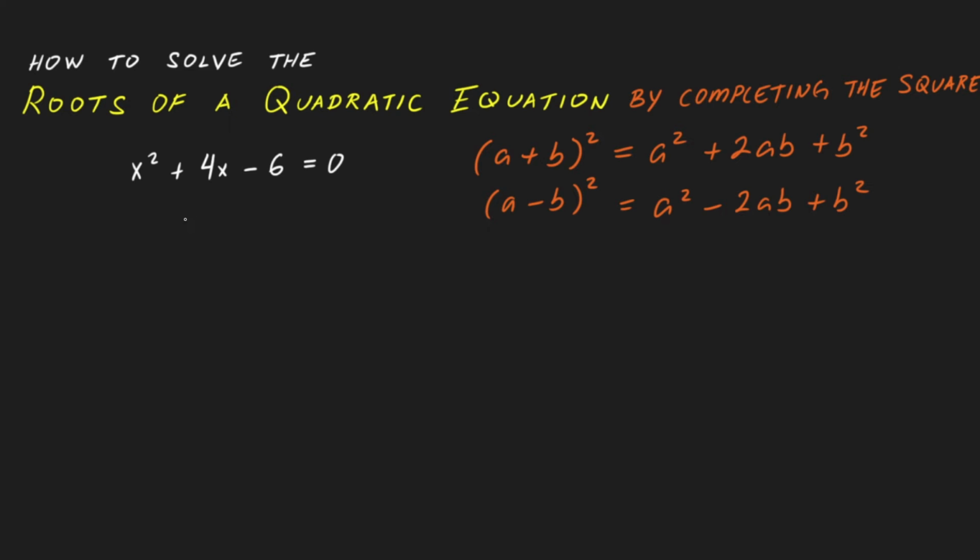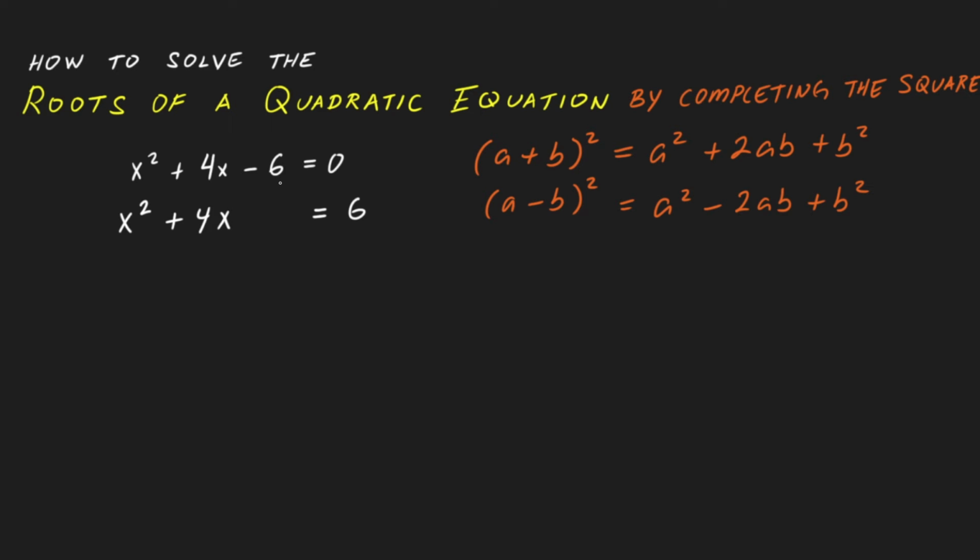So the very first step of this is that you see the 6 right here. We get rid of that by moving to the right side. So I'm going to write that now. So here, I'm going to write x squared plus 4x. And then I'm going to leave a space right there. Because this is negative 6 here, it's going to become positive 6 on the right side. Okay, there we go.